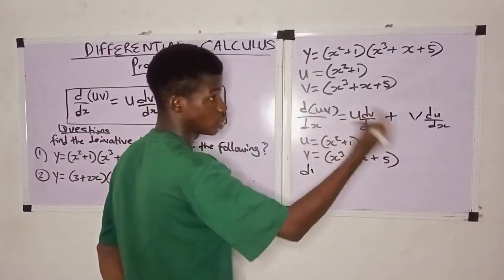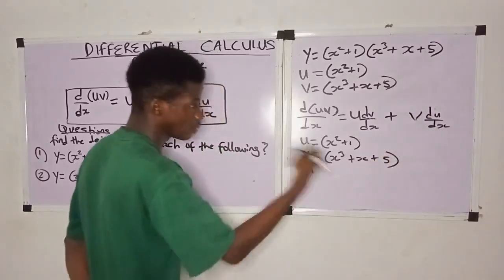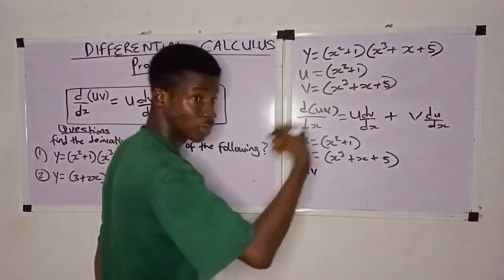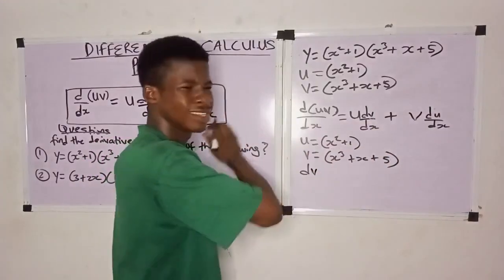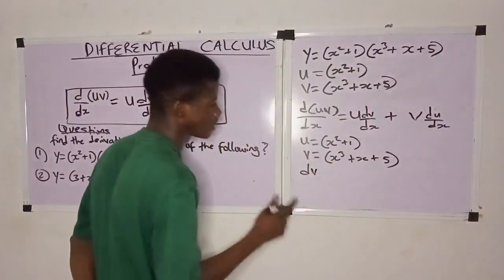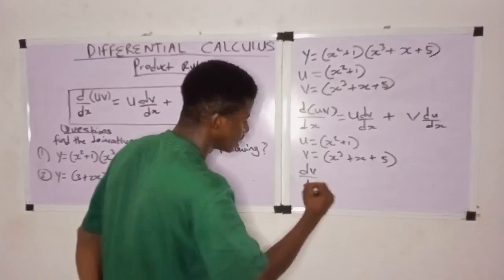What about dV over dS? We don't know. What about dU over dS? We don't know. So let's look for them. This is what I'm going to do: you look for them first, then do everything together, and get our answer. So dV over dS is what?